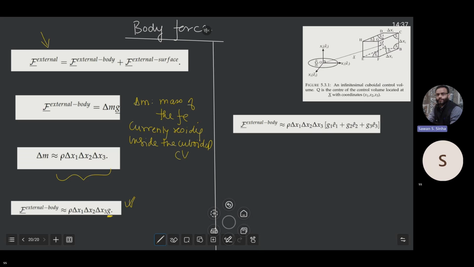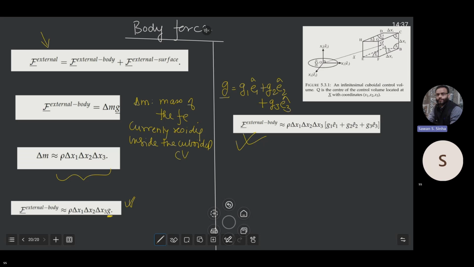And then I'm going to write this vector as, right, and then this is the expression I get. Ready? Not much hard work, at least for body force, and if that body force is gravitational force: rho times delta x1, delta x2, delta x3, g1 e1, g2 e2, g3 e3, full vector.